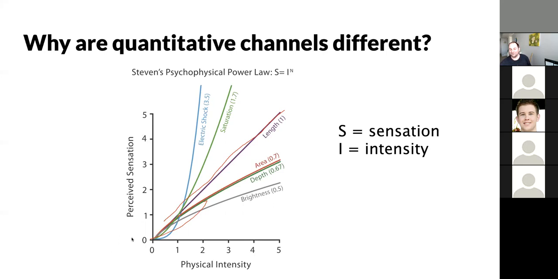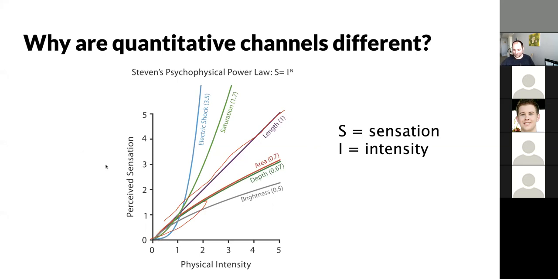Color saturation, we tend to under-perceive. As the physical intensity grows, our perceived sensation of it is even higher. And just for fun, Stevens actually measured this for many different things, including electric shock. The physical intensity of electric shock is not linear. If you just slightly increase the power of an electric shock, you will feel it much, much stronger. I see there's a hand raised.